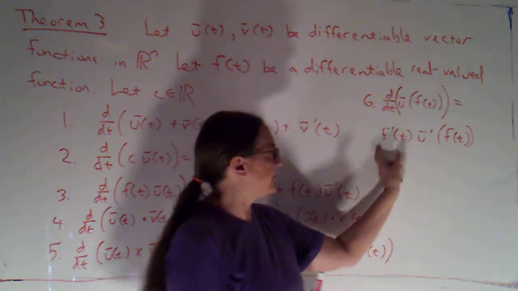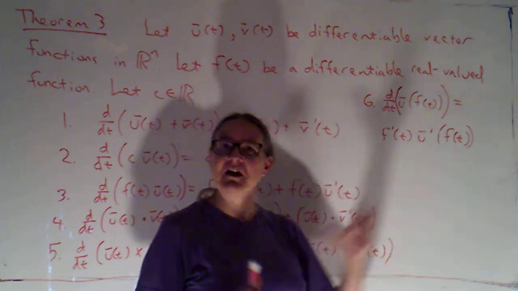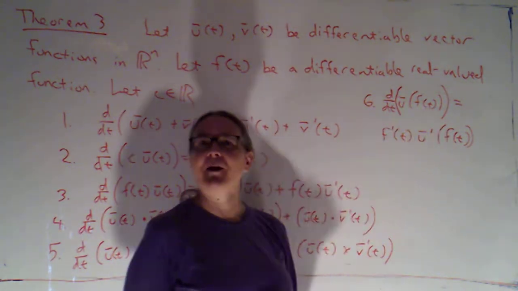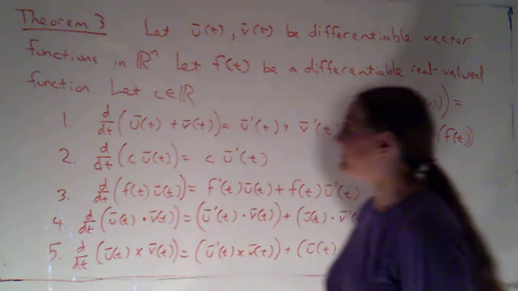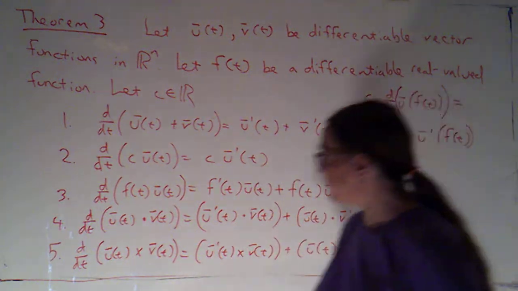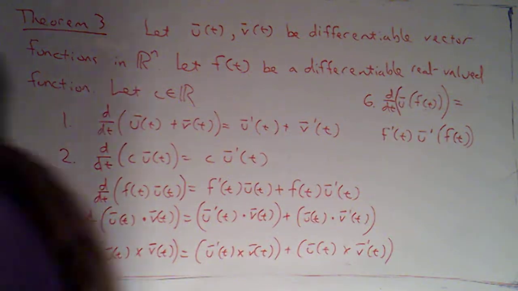So where we're used to writing the derivative of the inside part last, when it's a scalar that's being used to scale a vector function, we would write it first. Okay, so let's see if we can go ahead and prove property 3.